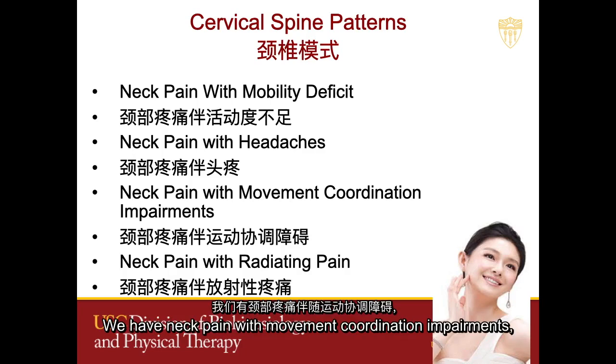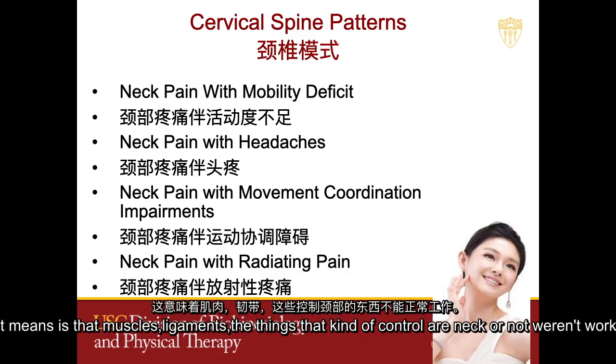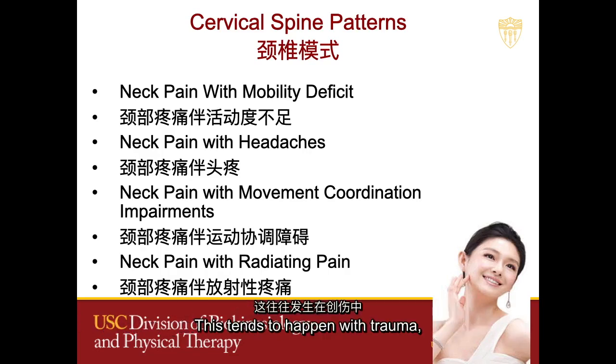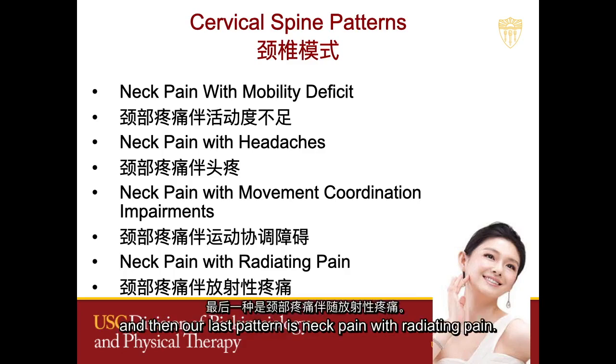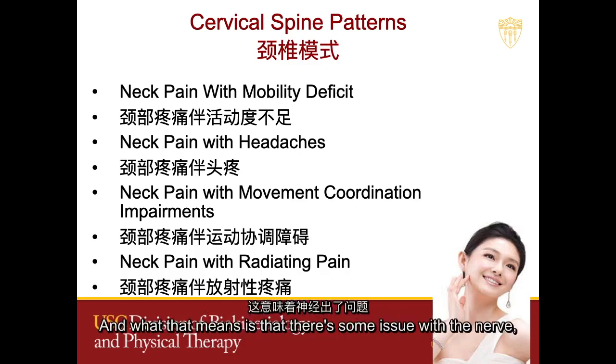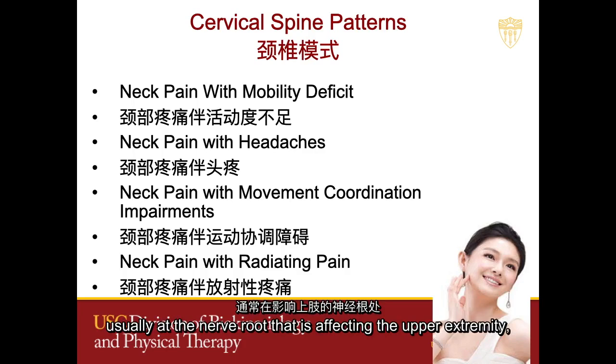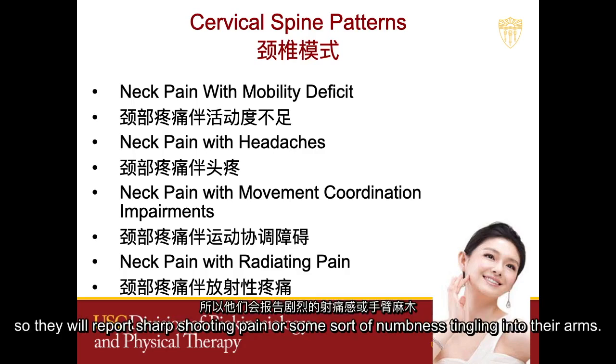We have neck pain with movement coordination impairments, and what that means is that muscles, ligaments, the things that control our neck are not working correctly. This tends to happen with trauma, things like a car accident, scooter accidents, things like that. And then our last pattern is neck pain with radiating pain. And what that means is that there's some issue with the nerve, usually at the nerve root, that is affecting the upper extremities. So they will report sharp shooting pain or some sort of numbness, tingling into their arms.